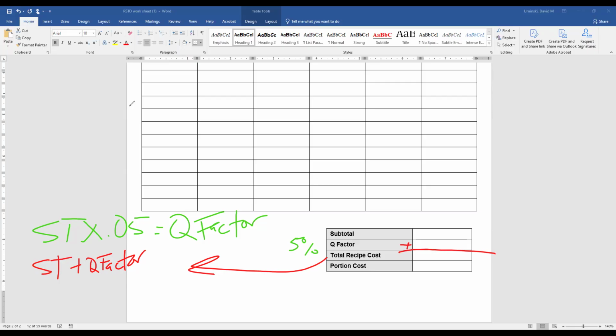And that Q factor is there in case we want to add a little extra salt, a little extra pepper, right? That Q factor is going to be like $1 or $2. That's going to allow us some little leeway with some other ingredients, right? And then your portion cost is equal to the total cost divided by, in this case, 32 servings, because that's what every recipe is set to.